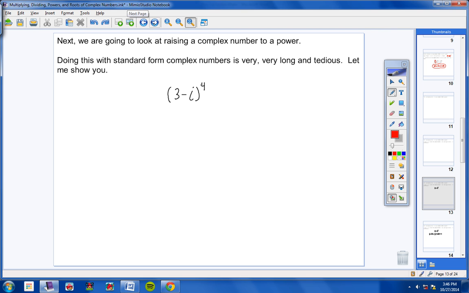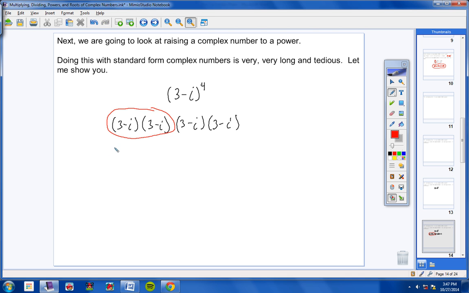Well, first of all, I have to write my parentheses 4 times. Okay, then I would probably multiply these two together and put them in a parentheses, and multiply these two together and put them in a parentheses, okay? So if I did that, here's what I would get, okay? I've already done all the work for you and simplified it.